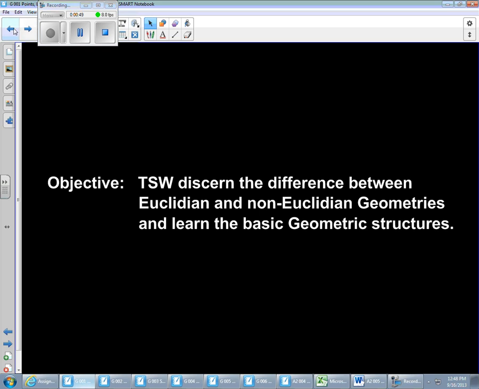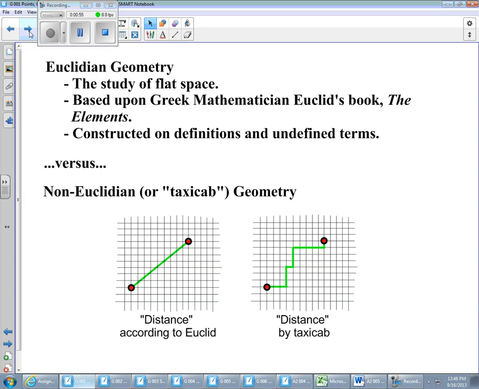Okay. The objective was the student will discern the differences between Euclidean and non-Euclidean geometries and learn the basic geometric structures. First thing we did was we talked about the construct of this class. It was put together by a Greek mathematician. His name was Euclid. This was around the 3rd century. There was a lot of people working on geometry. Euclid pooled all the information together, gave it some uniform language, and he composed several textbooks which were titled The Elements.